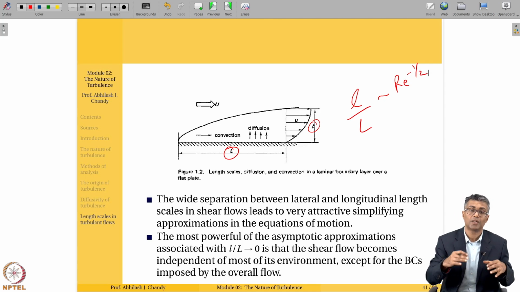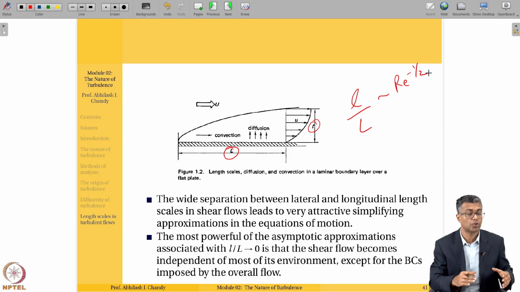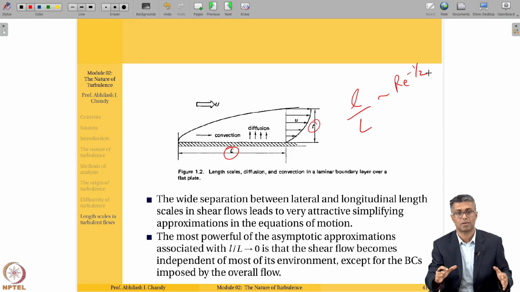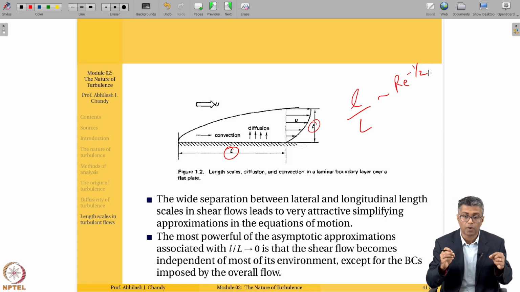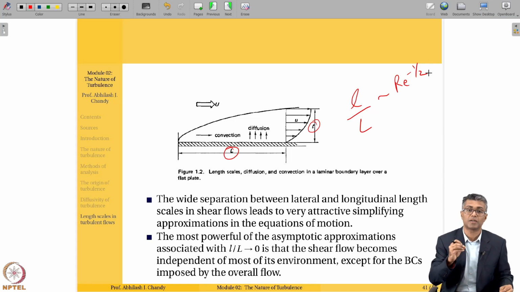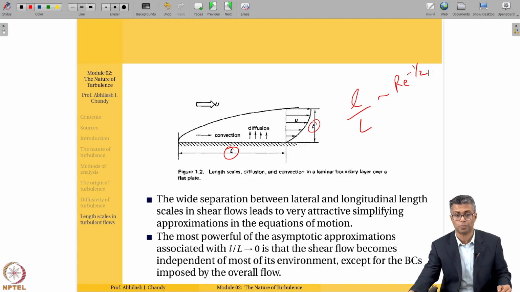Although the Prandtl boundary layer equations were meant for laminar boundary layers, at high Reynolds number but still laminar boundary layer, because that was an assumption that he made. However, this asymptotic assumption was made, as in l over capital L tends to 0.